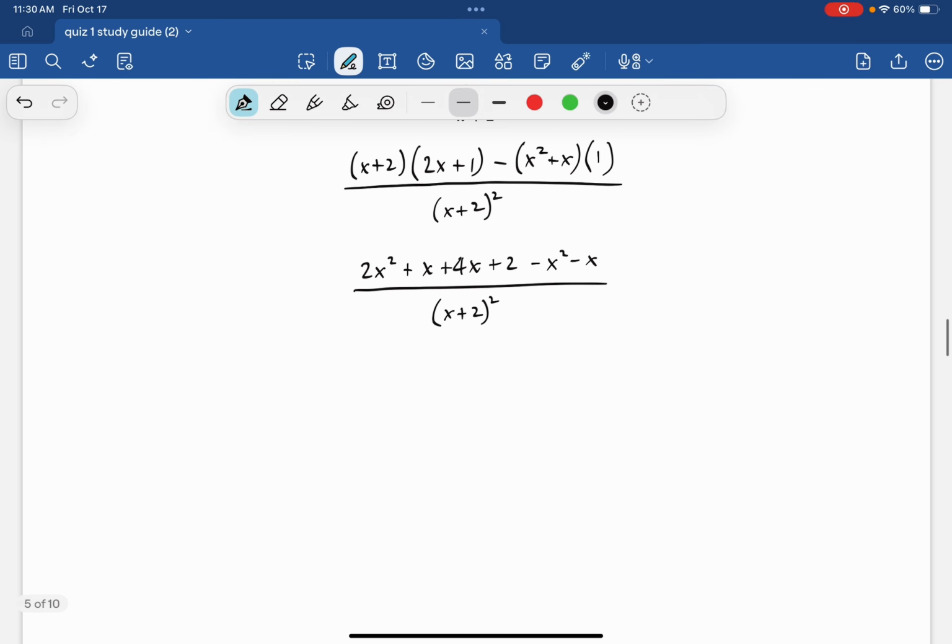And so all I need to do now is collect like terms. So my x squareds, I have 2x squared and a minus x squared, right? So those will partially cancel. I'm left with x squared. And then I have 5x minus x, so that leaves me with 4x. And then I have a plus 2 at the end. That's the answer.